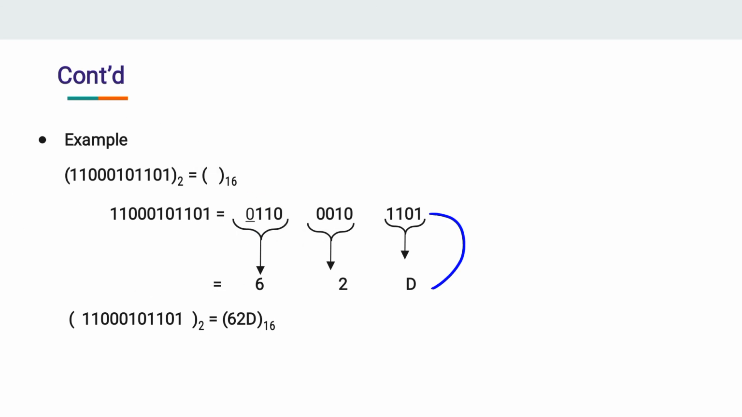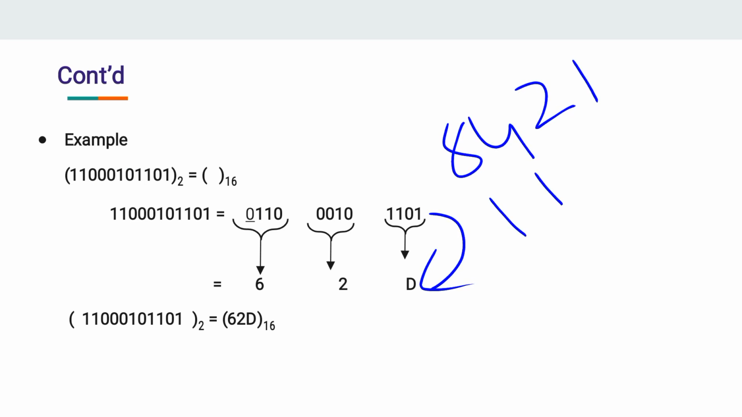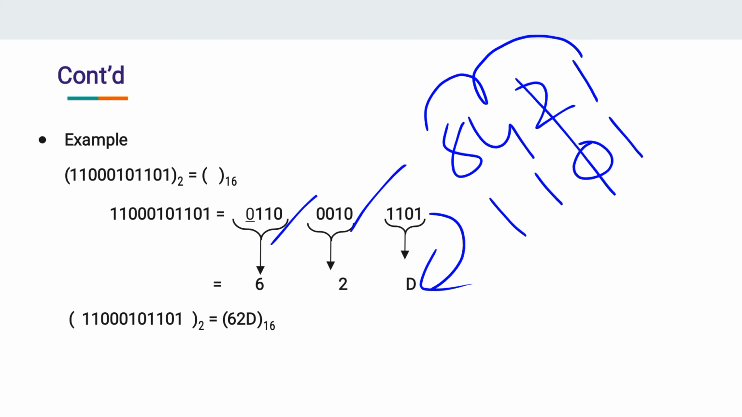So that is D, nothing but 8421 with 1101. The 8 and 4 make 12, and 1 makes 13. So it is D. Next is 2, next is 6. So write it in the form of base 16. So this is about hexadecimal to binary and binary to hexadecimal.